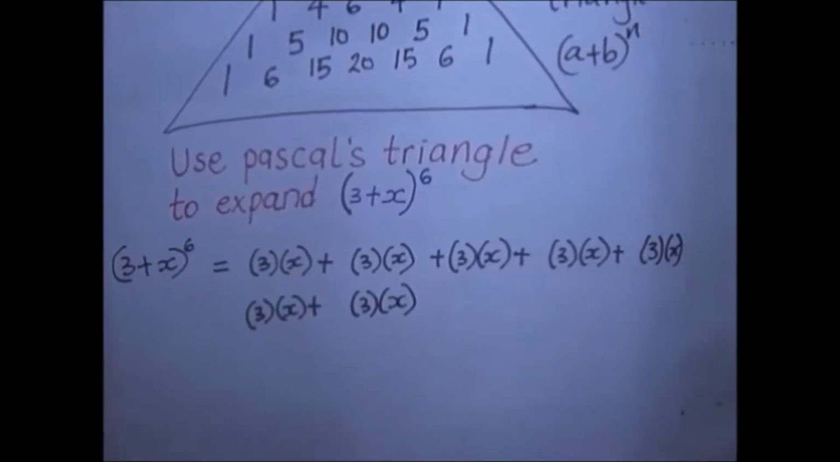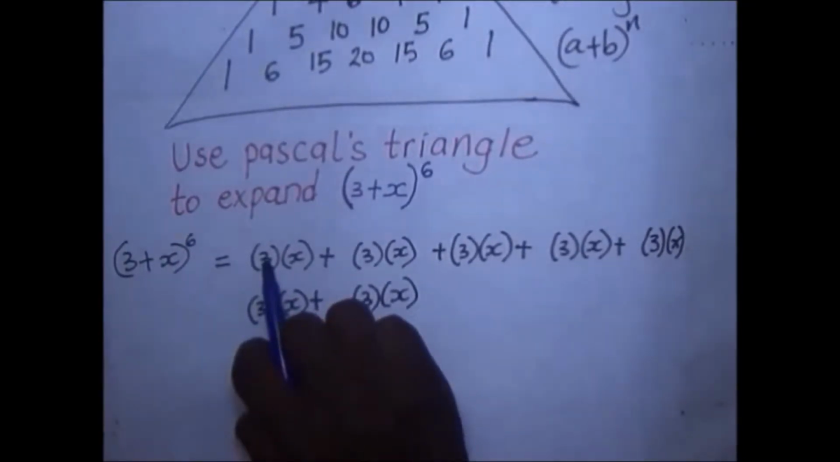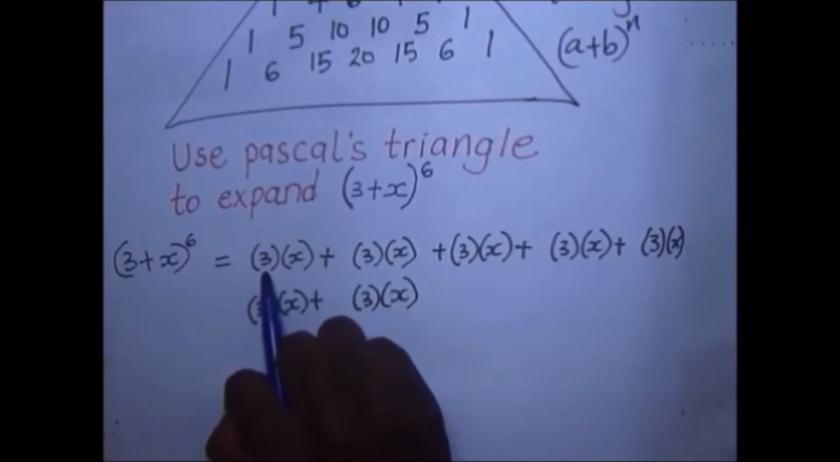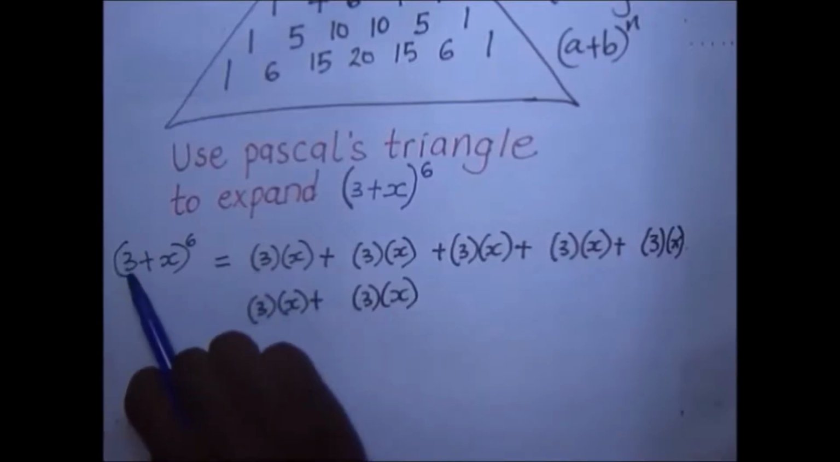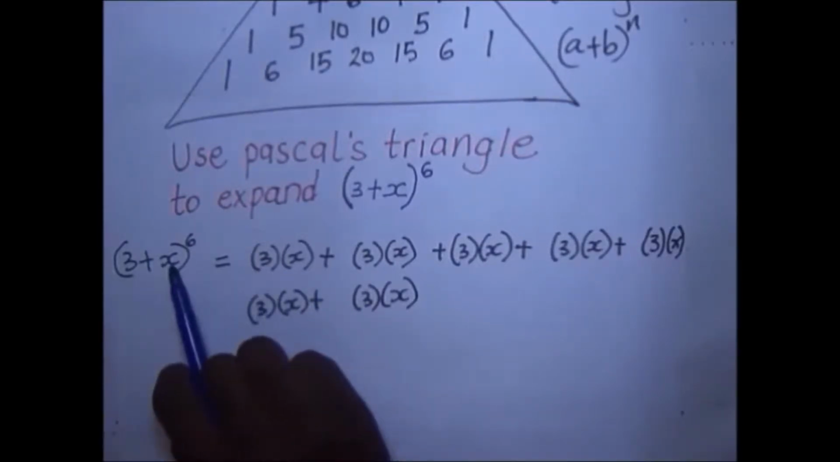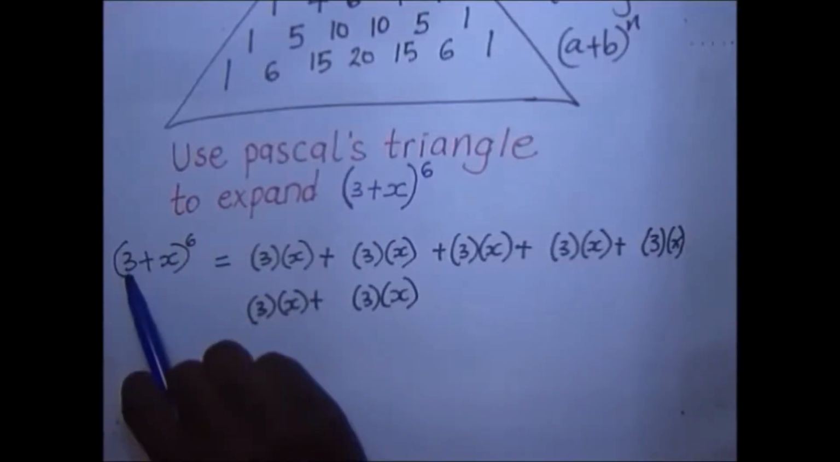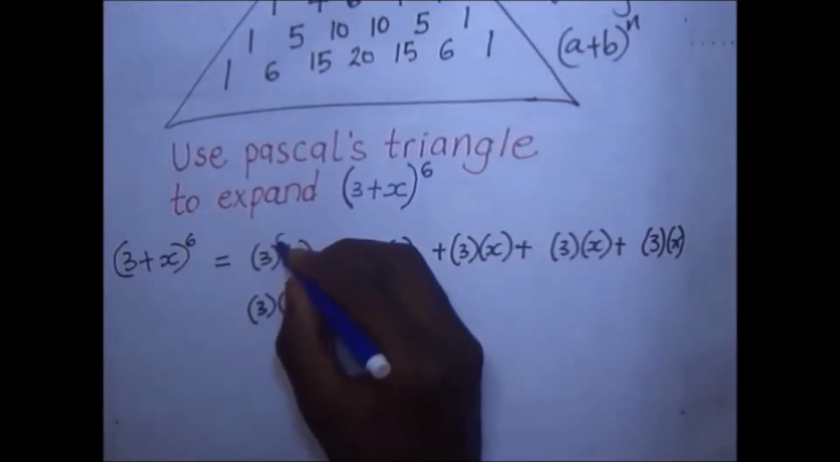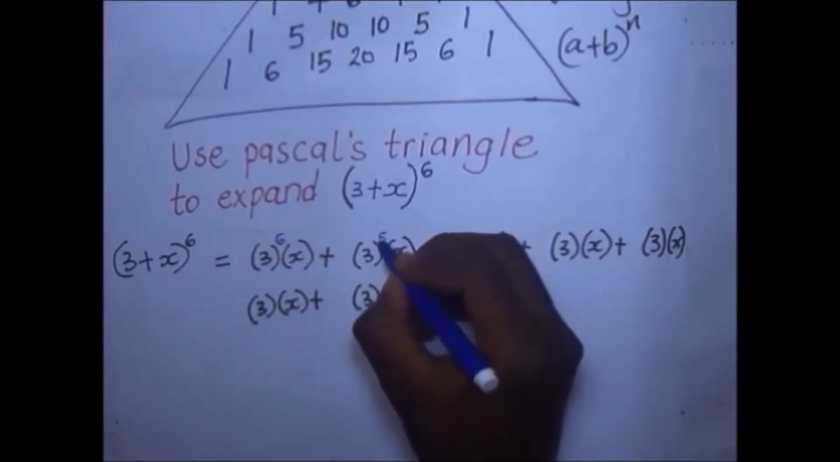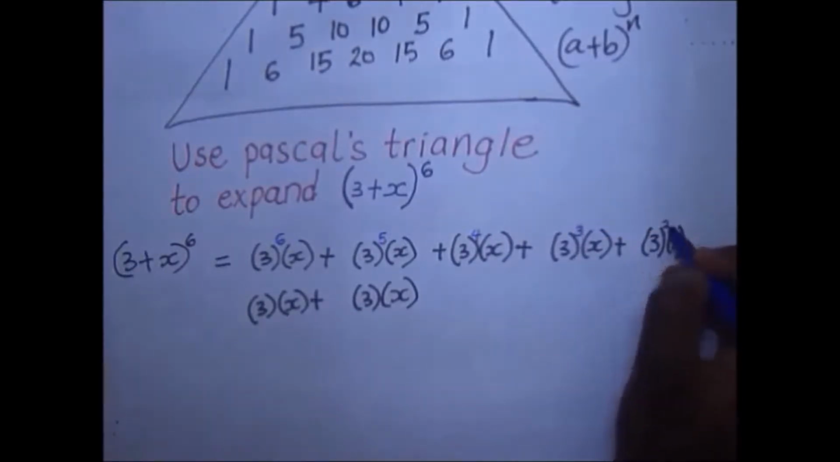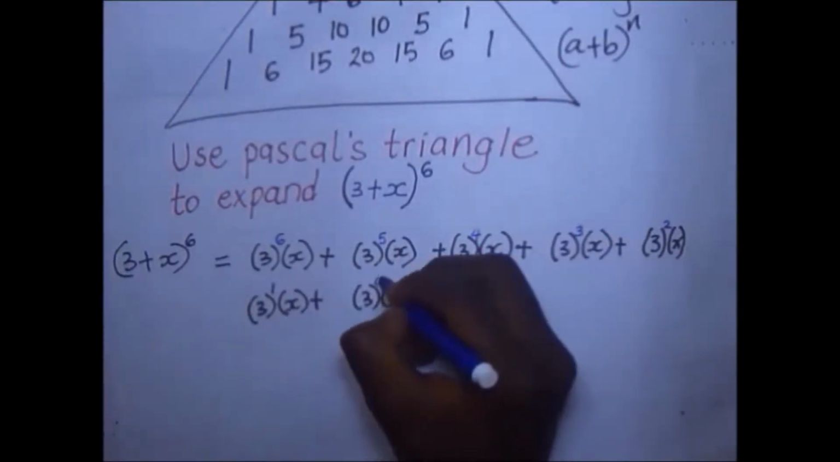Let's look at the first term. The first term is 3, and it has powers that are decreasing. The first term always has powers that are decreasing. The second term always has powers that are increasing from 0 to the value of n, in which case here n is 6. So the first term being 3, this is going to be 3^6, 3^5, 3^4, 3^3, 3^2, 3^1, 3^0.